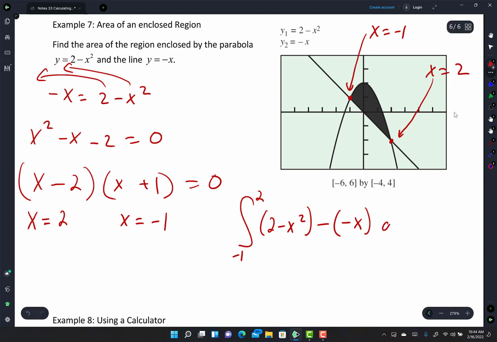Ooh, that's a good question. Thank you for saying that. So pause for a little bit. How do you determine which one's on top, which one's on the bottom? Just draw a vertical line. And then based off this vertical line in blue, which curve is on top? The parabola. Which curve is on bottom? The linear line. See? A line through the shaded part. Oh, okay. Draw a vertical line through the shaded region.